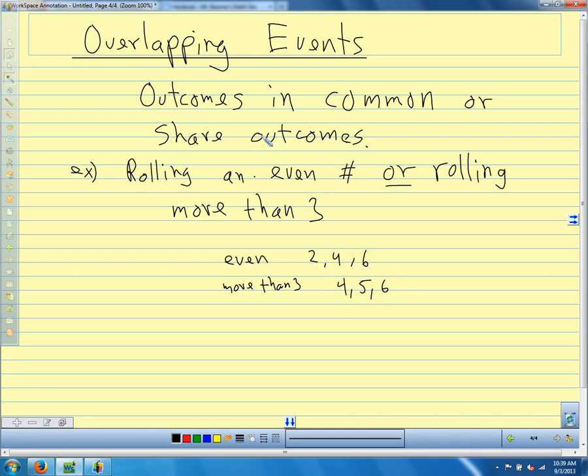So we have outcomes in common, or they share an outcome. 4 and 6. So we have to figure out how to deal with that. Because if we just add them together, we're going to count those twice. So the 4 and the 6 are common to both outcomes, so we have to figure out how to deal with that probability.